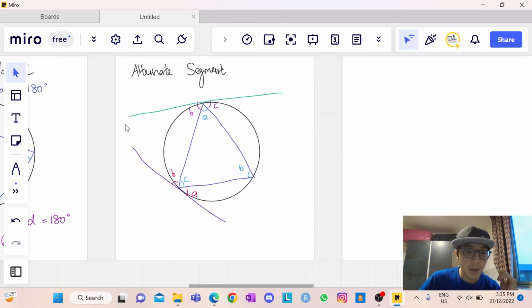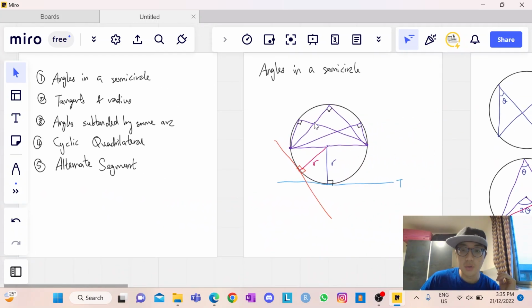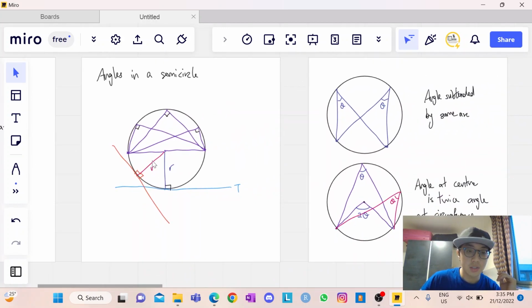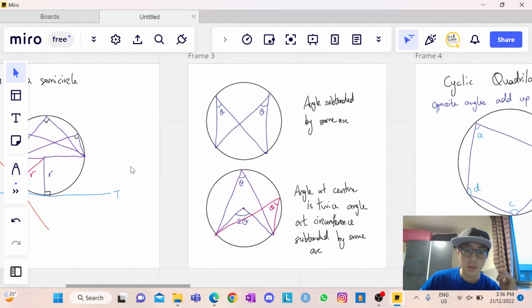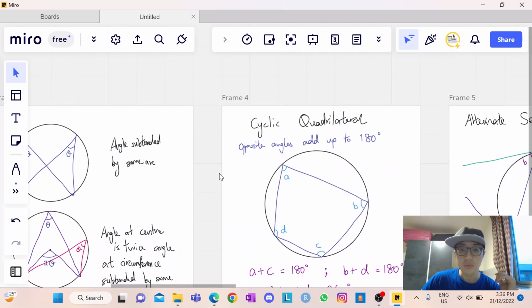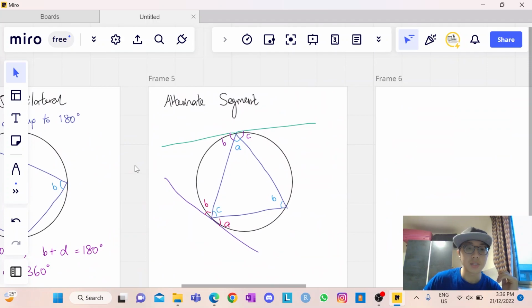So just to recap, in this video we went through angles in the semicircle, which is basically just the 90 degrees rule, and then the tangent and the radius, where the property right here is 90 degrees. After that, we have the angle subtended by the same arc, where the angle at the center of the circle is twice the angle at the circumference. This is important. Next, we have cyclic quadrilateral, where the opposite angles add up to 180 degrees. And last but not least, we have alternate segment, which is just a random rule that you need to remember. It will actually help you a lot when you are solving questions.